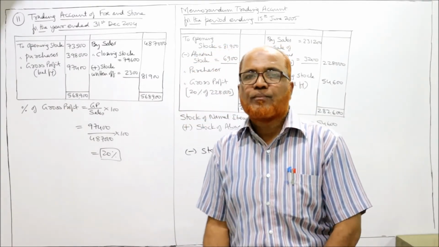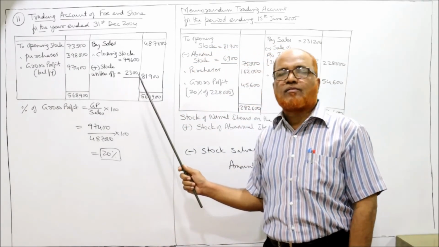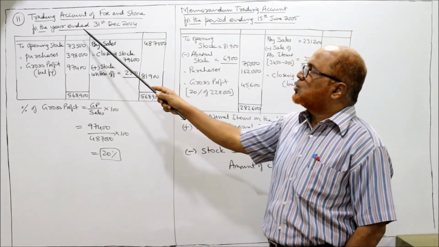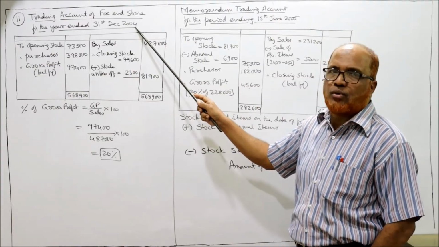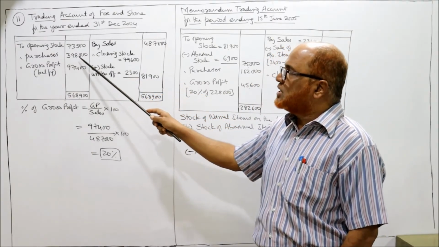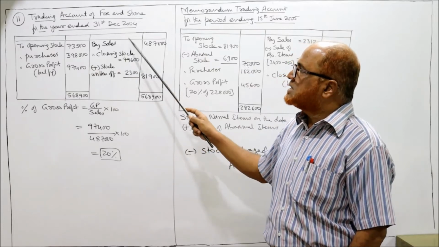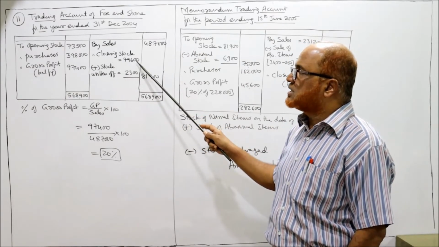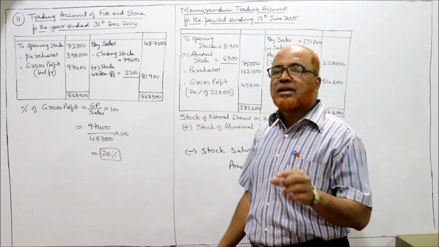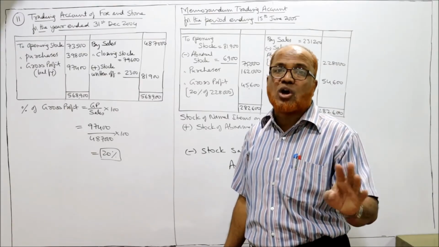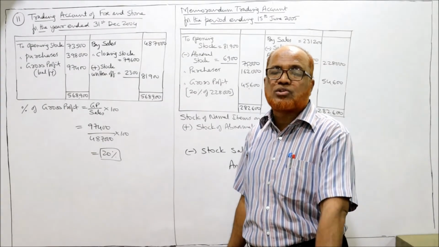So first of all, we make the trading account of last year 2004. So trading account of fire and store for the year ended 31st December 2004. Opening stock 73,500 given in the problem. Purchase given in the problem. Sales given in the problem. The closing stock 79,600 was the closing stock, but it is given an adjustment that poor selling line item had been written off for rupees 2,300.